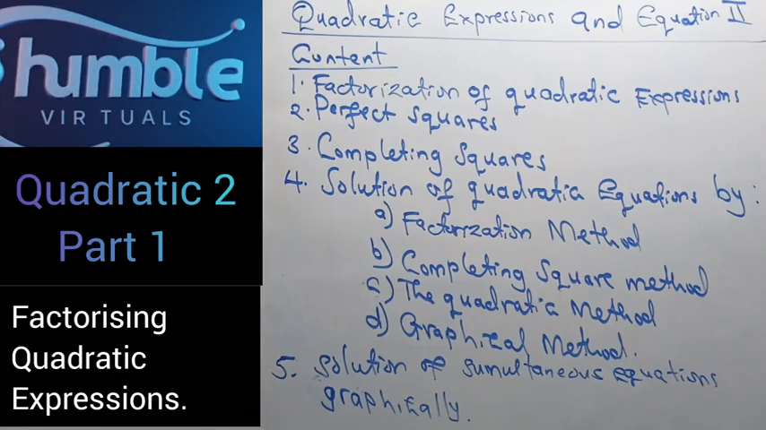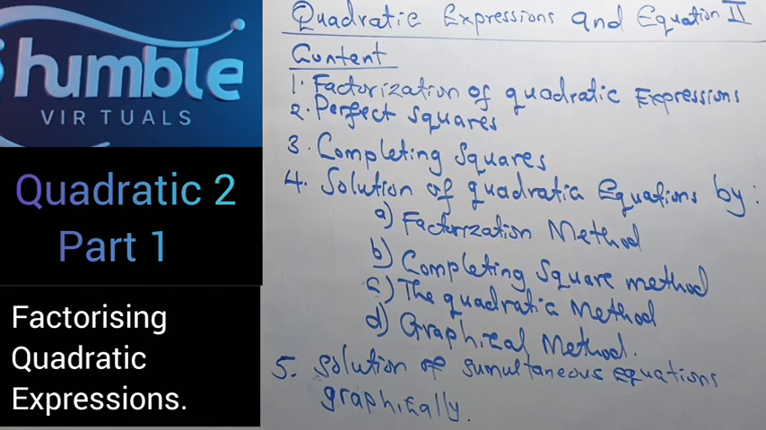What we are going to learn from this, we have the following 5 items. Number 1, factorization of quadratic expressions. Number 2, perfect squares. Number 3, completing squares. And then we shall move to solution of quadratic equations.